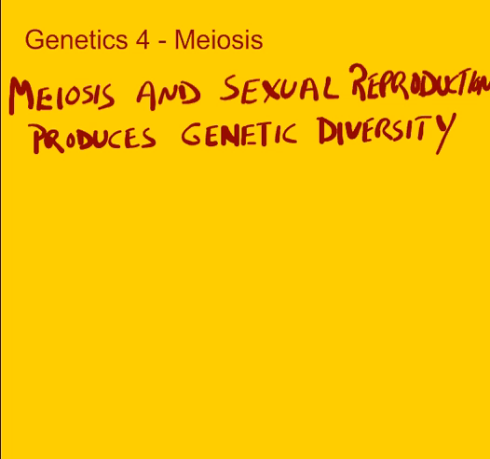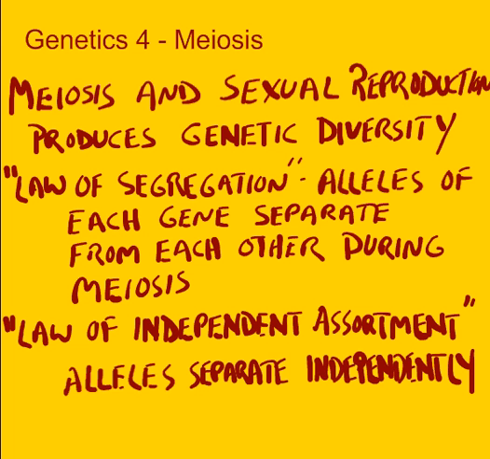Now, Mendel gave us 2 laws of inheritance. The law of segregation states that the alleles of each gene separate from each other during meiosis when gametes are formed. The law of independent assortment says alleles separate independently.